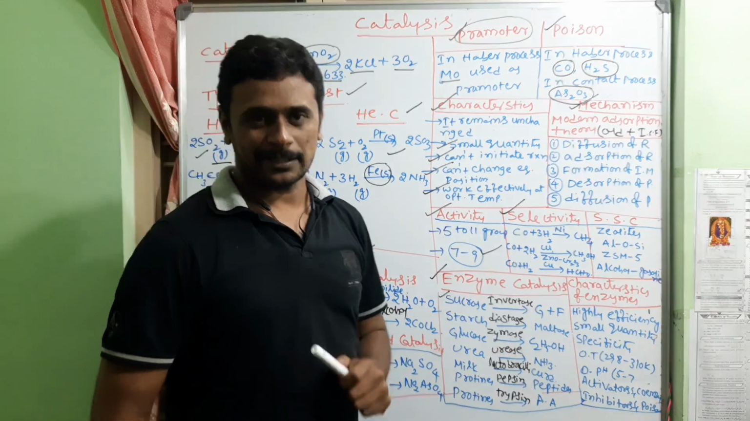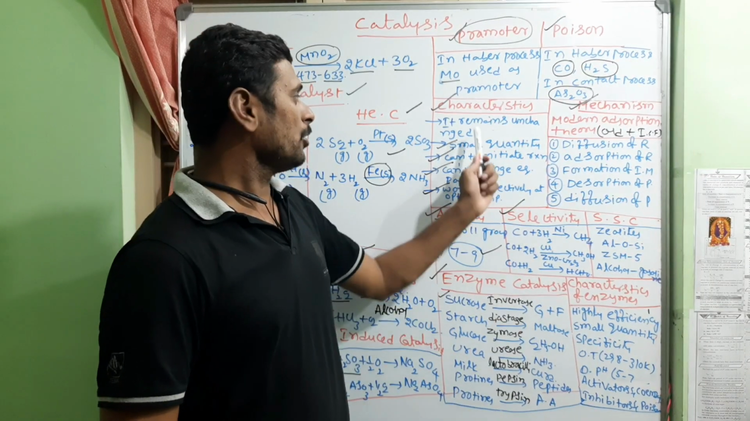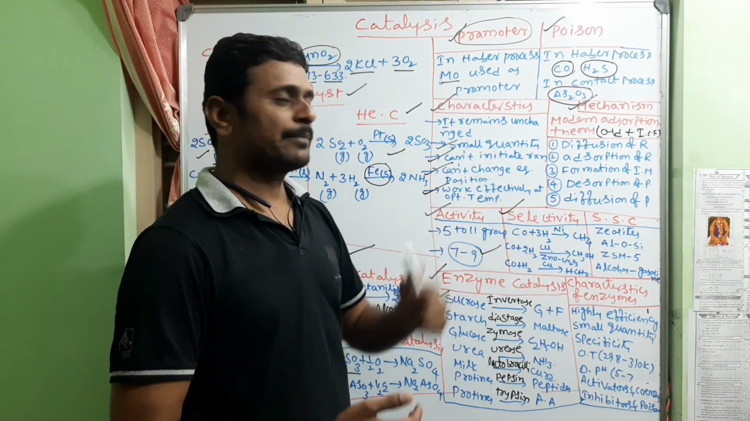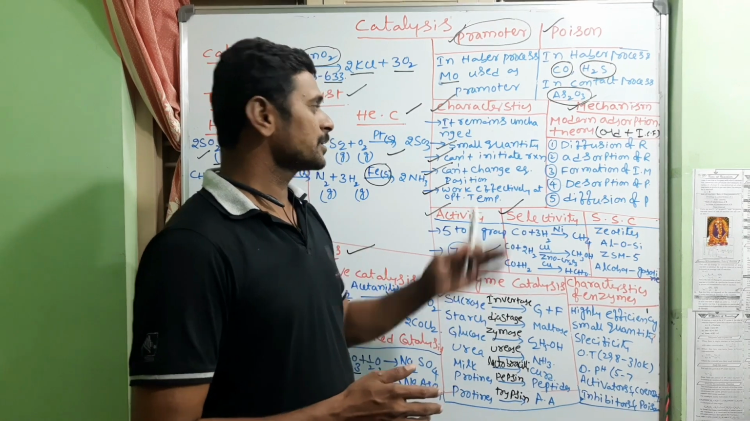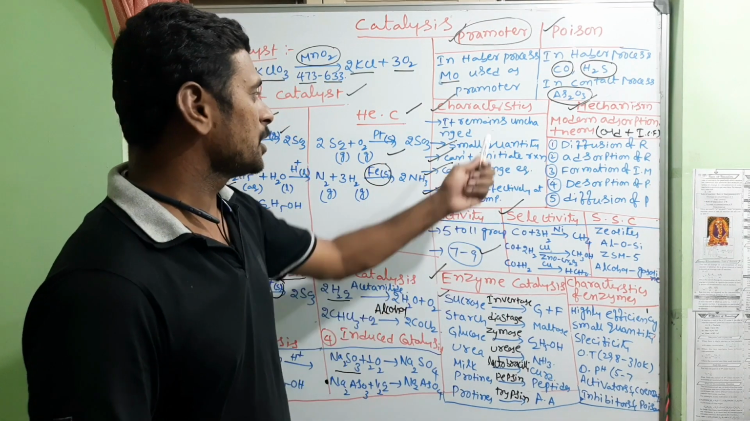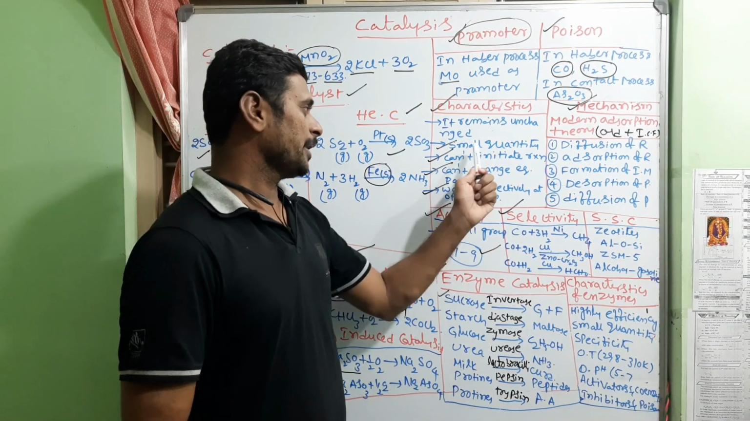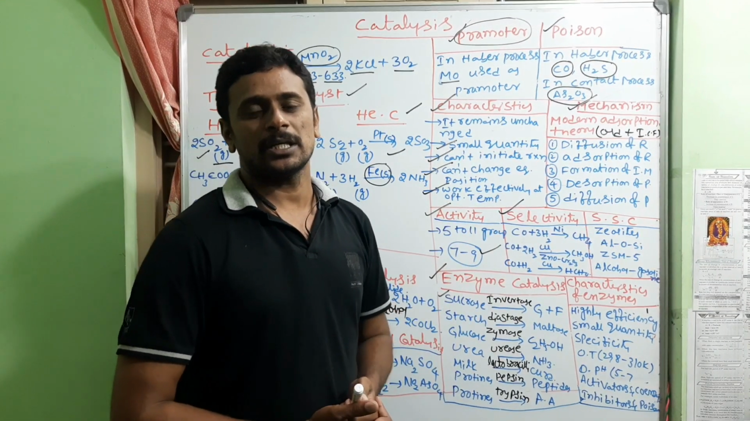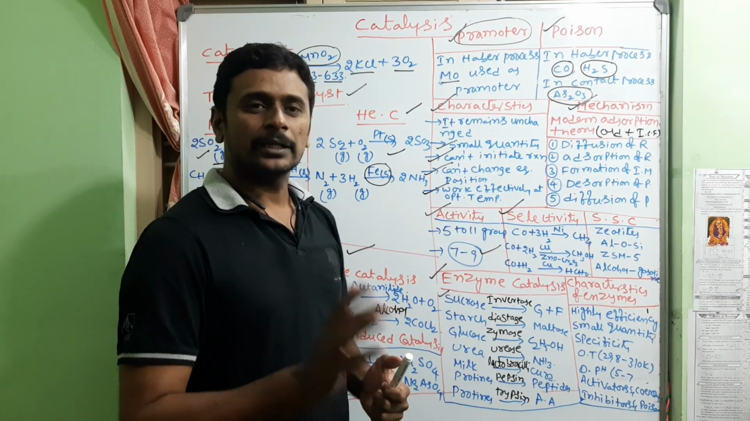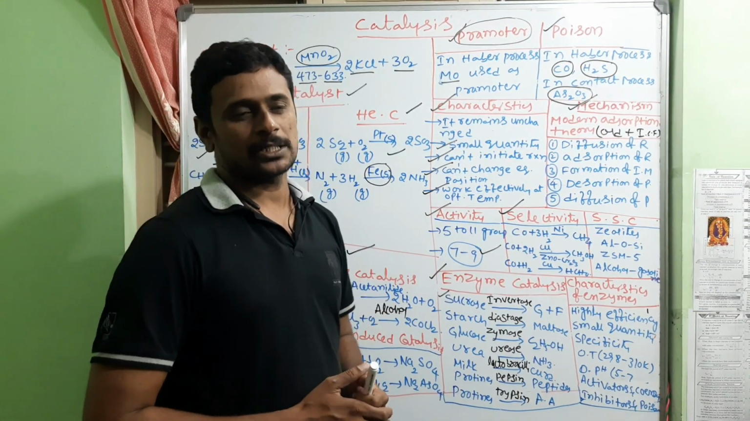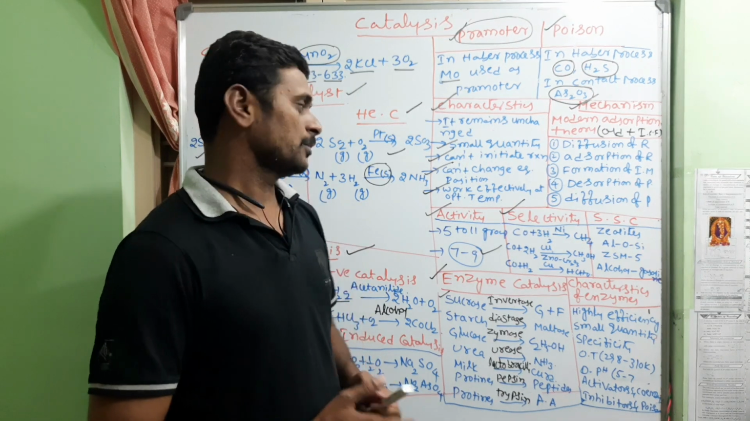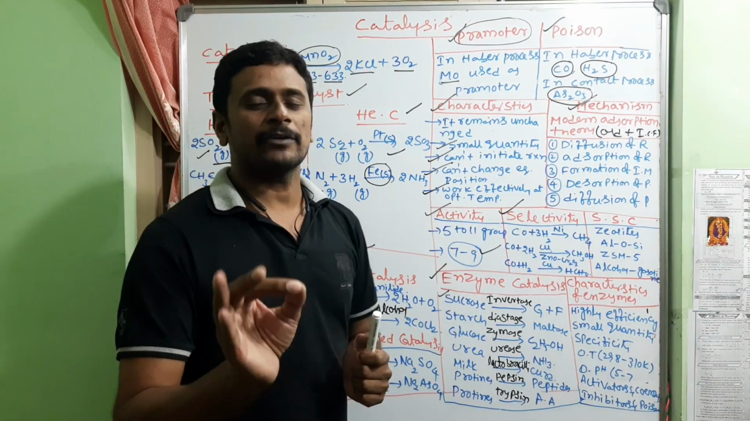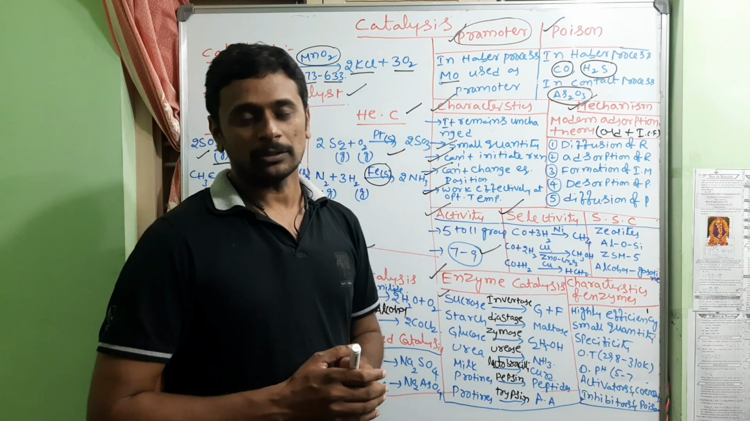Coming to the characteristics of a catalyst. The first one is that it remains unchanged in chemical composition, and one more is that it also remains unchanged quantitatively. The next one is that a small quantity is enough, the third one is that it cannot initiate the reaction, and the fourth one is that it cannot change the equilibrium position, and it works effectively at optimum temperature only.